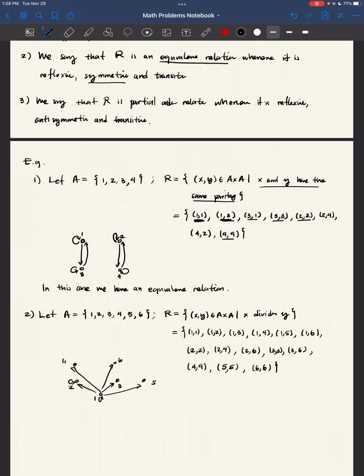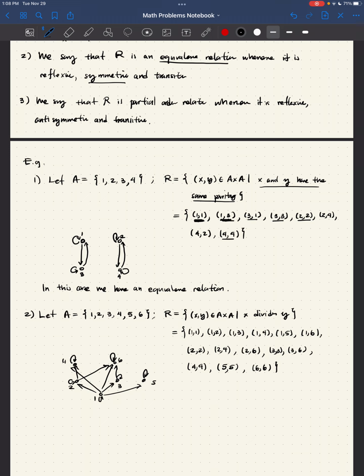2 with 2, 2 with 4, 2 with 6. Well, 3 with 3, and, well, 3 with 6. 4 with 4, 5 with 5, and 6 with 6. Now look, the diagram that we have here is a little bit cluttered. So we observe that this relation is a partial order relation.